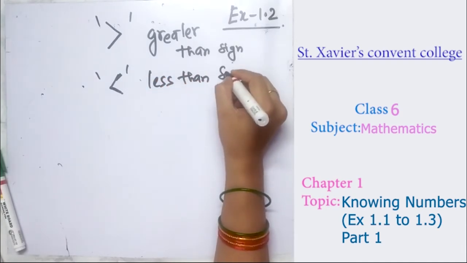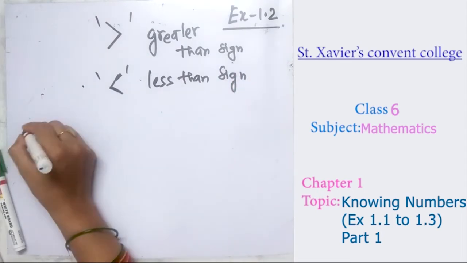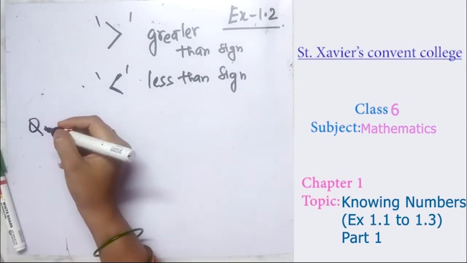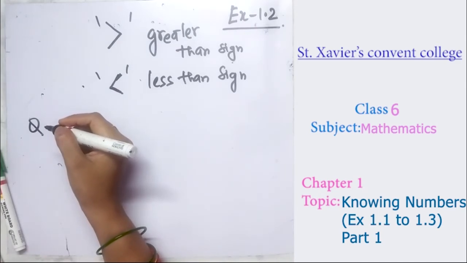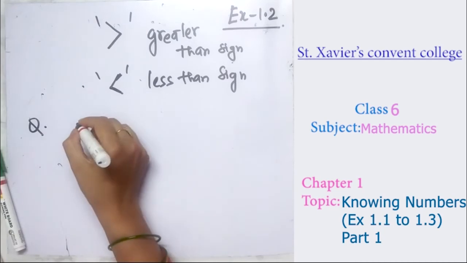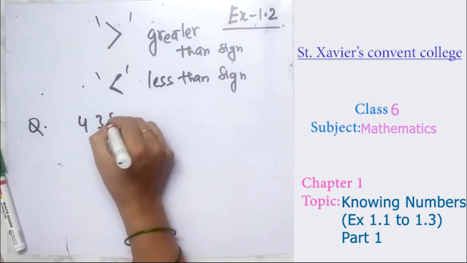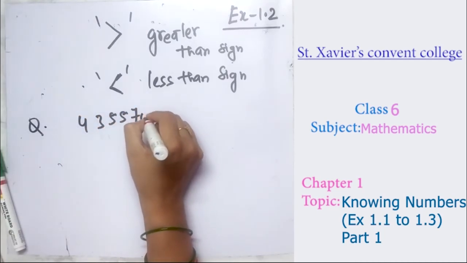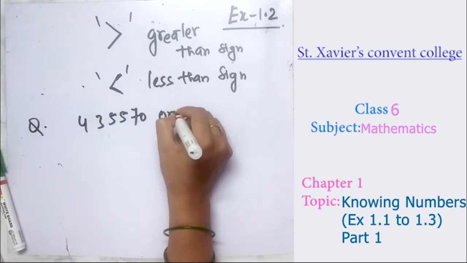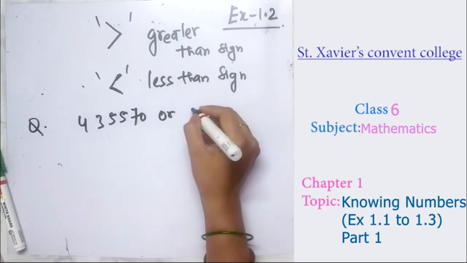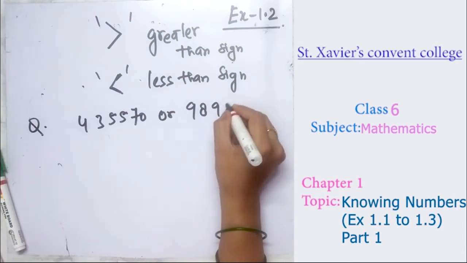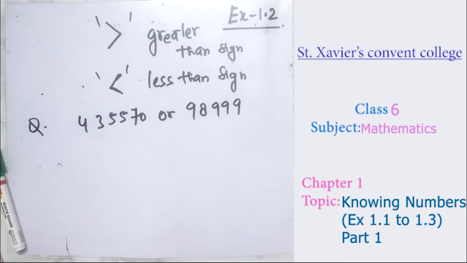Let's discuss a question on this. The question is, which one is greater? 43435570 or 98999? In your point of view, which is greater?